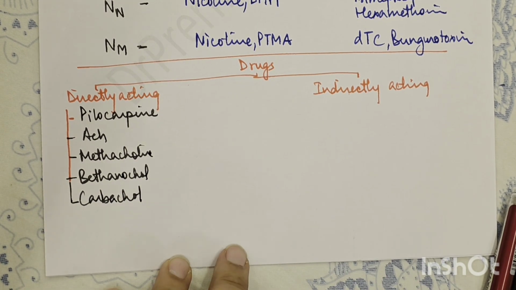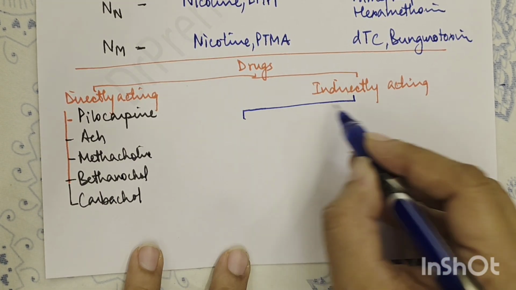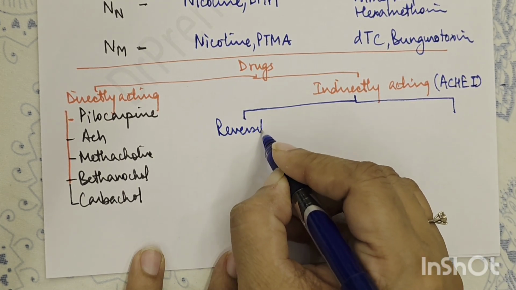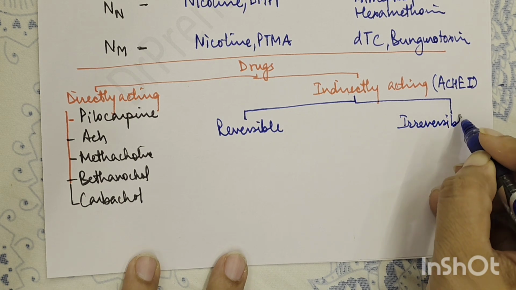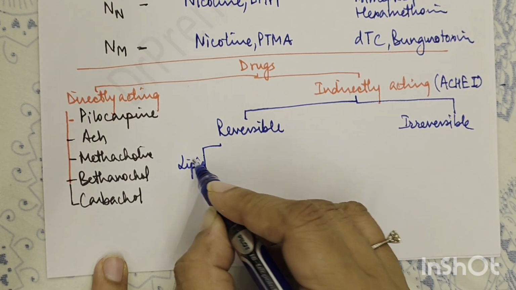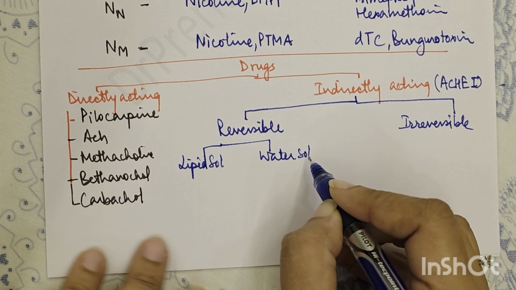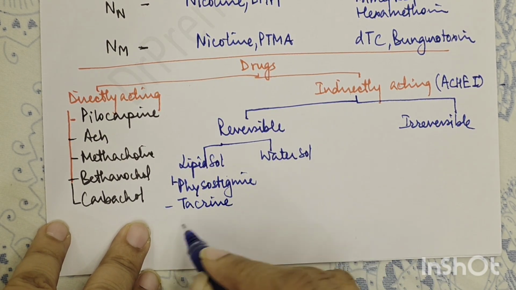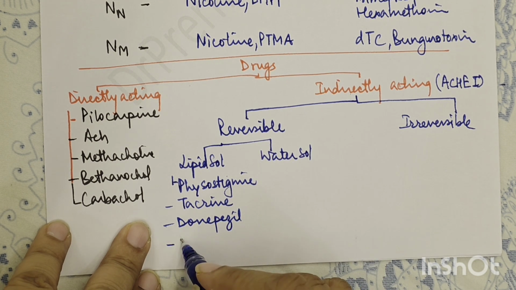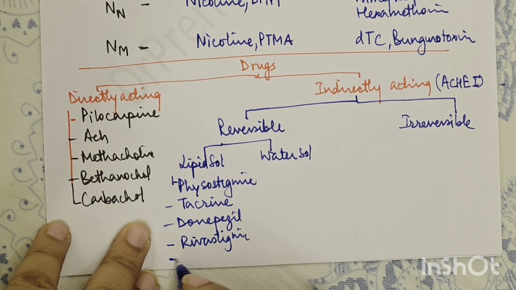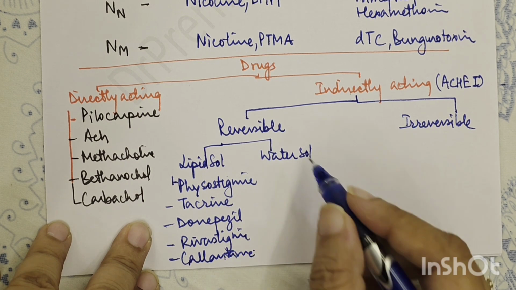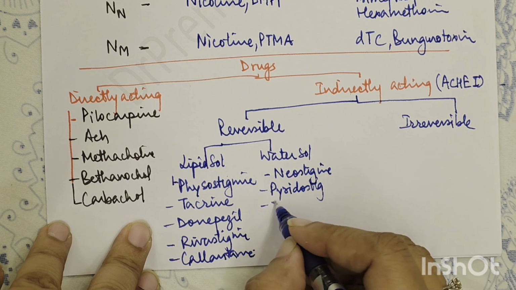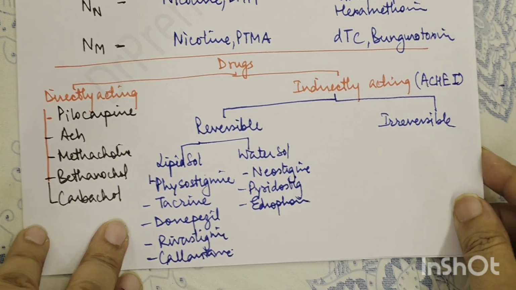Now, what are indirectly acting cholinergic drugs? In indirectly acting, we have mainly acetylcholinesterase inhibitors or anticholinesterases. In this we have reversible and irreversible drugs. Reversible ones are some which are lipid soluble and some which are water soluble. In lipid soluble we have the first drug, physostigmine, then tacrine, donepezil, rivastigmine, and galantamine. In water soluble we have neostigmine, pyridostigmine, and edrophonium.